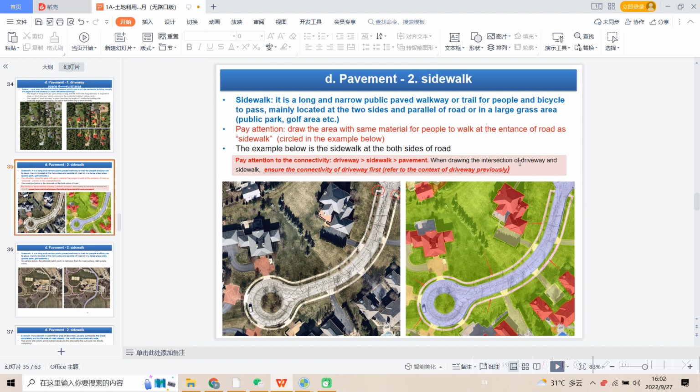So when drawing the intersections of driveway and sidewalk, we need to ensure the connectivity of the driveway first, and you can refer to the context of the driveway previously, but make sure that the driveway overlaps the sidewalk whenever there is overlap, whenever it intersects.